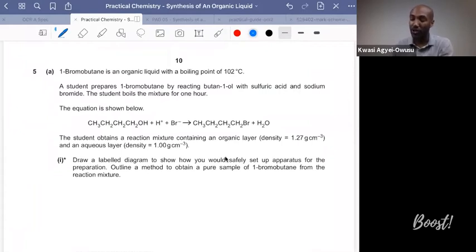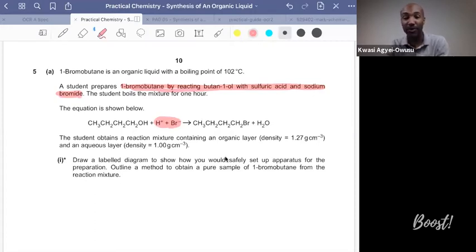And a student prepares 1-bromobutane by reacting butanol with sulfuric acid and sodium bromide. So our sodium bromide and sulfuric acid is going to furnish us with our bromide ions, which are going to be our nucleophile in this experiment.